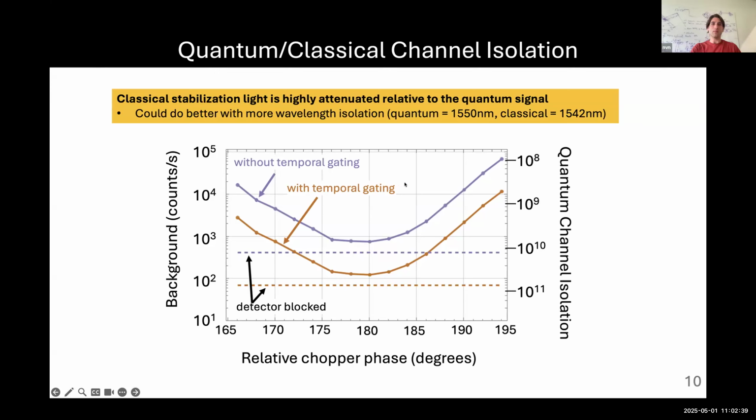Temporal gating: when do we expect the quantum photons to come in? We also use the fact that the quantum channel is at one frequency and the classical is at another. We can use that as well to suppress some of the leakage from one channel to the other.